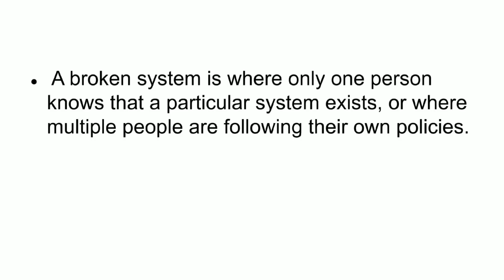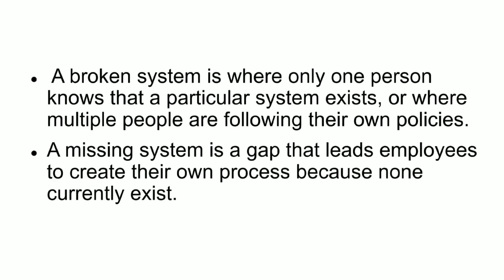A broken system is where only one person knows that a particular system exists, or where multiple people are following their own policies. A missing system is a gap that leads employees to create their own process because none currently exist. Only document procedures when necessary.